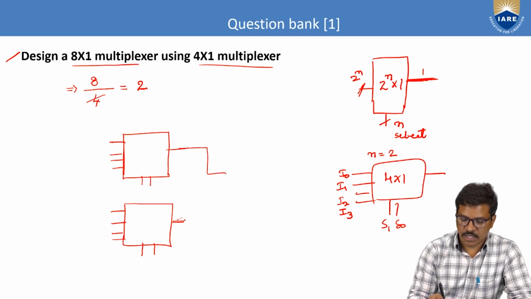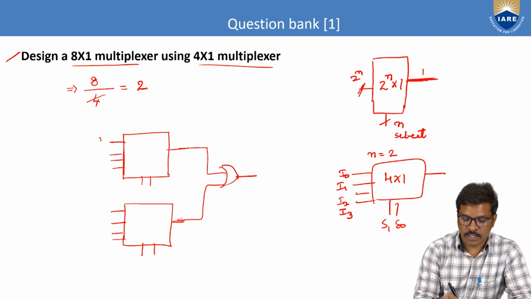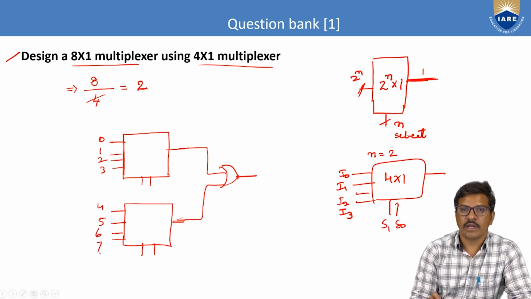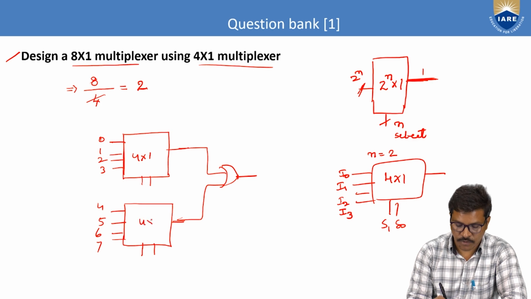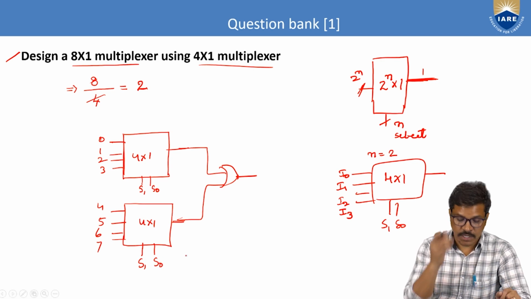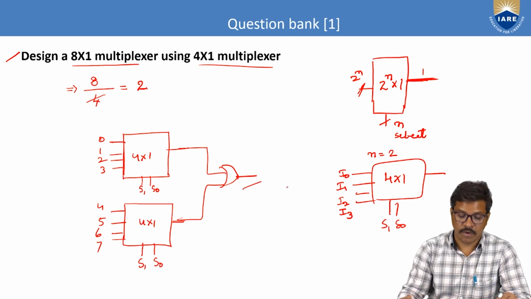These are connected with one simple 2 by 1 multiplexer or a simple OR gate. You can connect with the OR gate. So here the inputs are 0, 1, 2, 3, and 0, 1, 2, 3, giving 0 to 7. These two 4 by 1 multiplexers we connect with common select lines, and then you will get the 8 by 1 multiplexer.